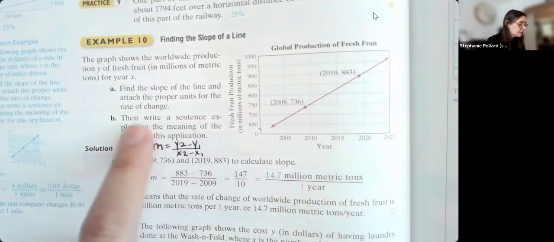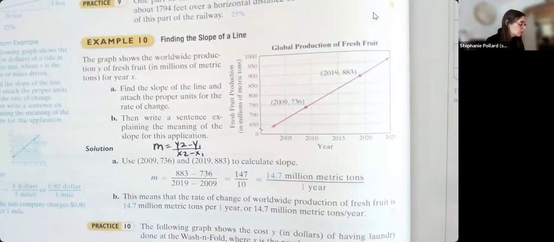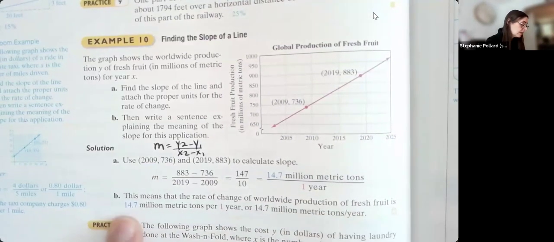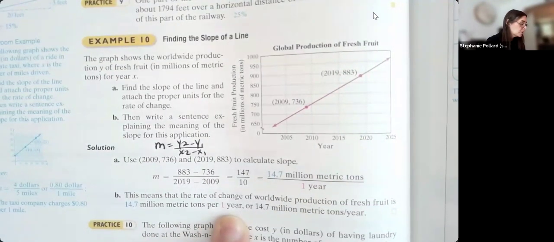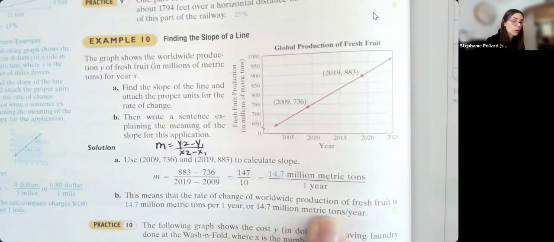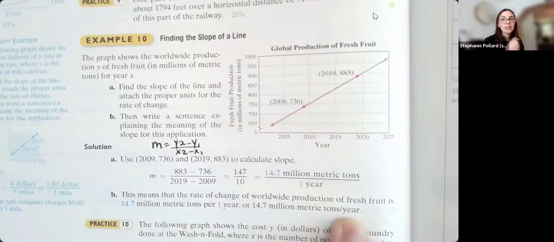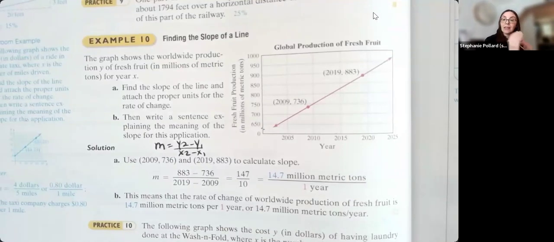So now to interpret this, if you have your units set up in the correct spot, it's actually really easy to write a sentence to interpret this. So this means that the rate of change of worldwide production of fresh fruit is 14.7 million metric tons per 1 year. We can also say 14.7 million metric tons per year. So that slash there often means per, and if there's no number afterwards, it's always implied to be a 1. We can translate this to sentences, but it's really important that you use your units and make sure they're in the correct spot. So y unit on top, x unit on bottom, and then it should read pretty clearly.